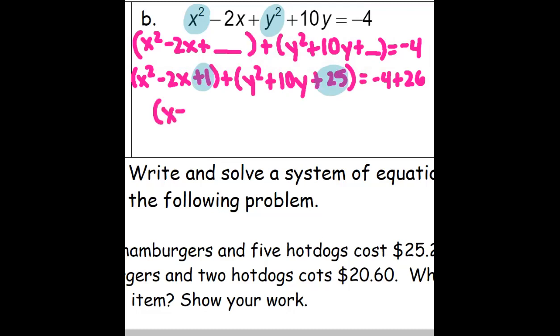This is going to be (x minus 1) squared. The other one's going to be (y plus 5) squared. And then negative 4 plus 26 is a 22. And that is the graphing form of a circle.